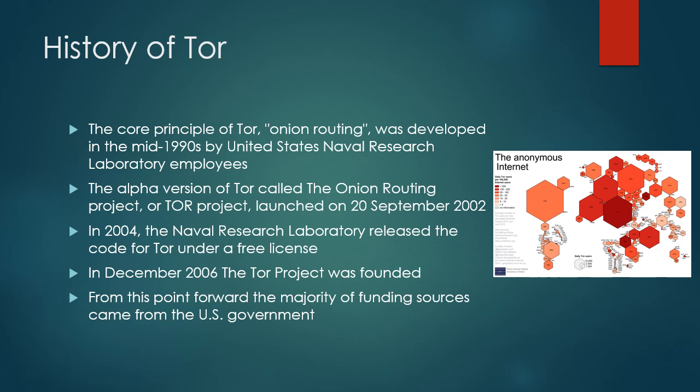The corresponding code for Tor was released under a free license in 2004, and the Electronic Frontier Foundation began funding its development. Then, at the end of 2006, the nonprofit Tor Project was founded and was responsible for maintaining the Tor network. From this point forward, the funding was from the U.S. government.